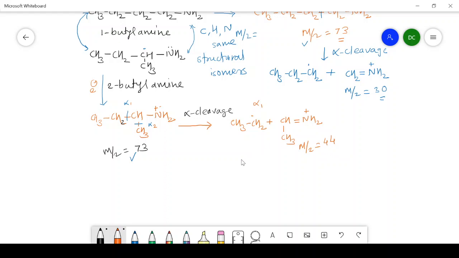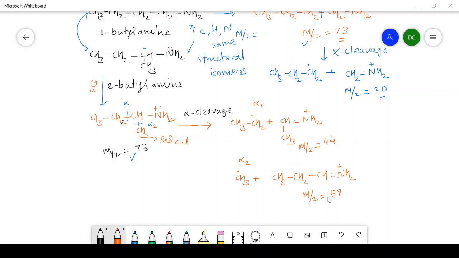Then if the second cleavage occurs, what will happen? This CH3 group is eliminated as a radical and the remainder will be the cation, that is the iminium ion. Then I will write CH3 radical plus CH3CH2, here CH=NH2, and here a positive charge. In this case, we will get 58 as the m/z value of the iminium ion.